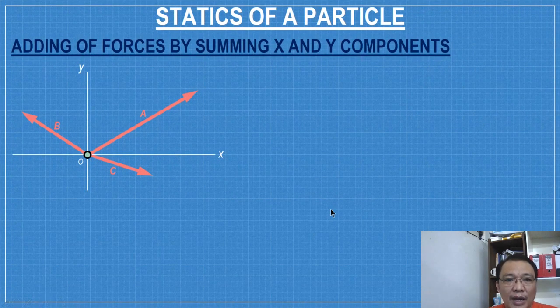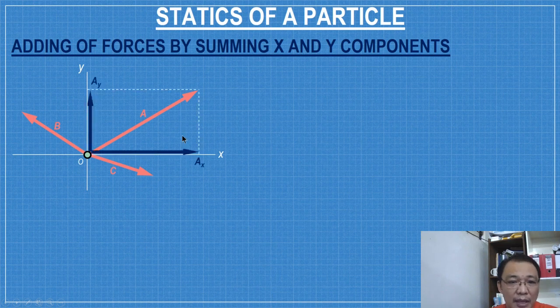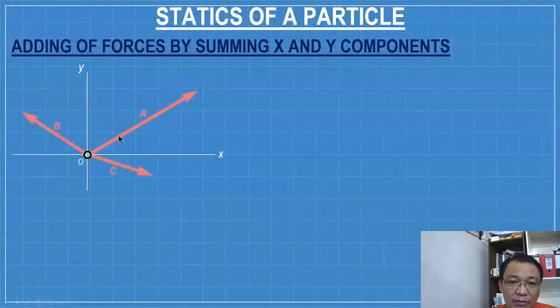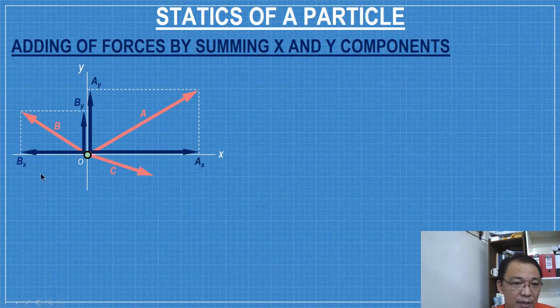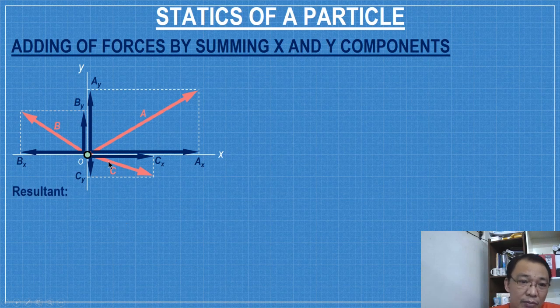Okay. So, how do we add forces? So, ang pag-add sa forces is yan. You sum up x and y components. So, for FA, construct a rectangle, and then you have these components a sub x, a sub y. For B, construct a rectangle, and then you have bx and by. And then C also. Now, in vector form, the resultant is the sum of the forces. Vector sign. So it's vector A plus vector B plus vector C.